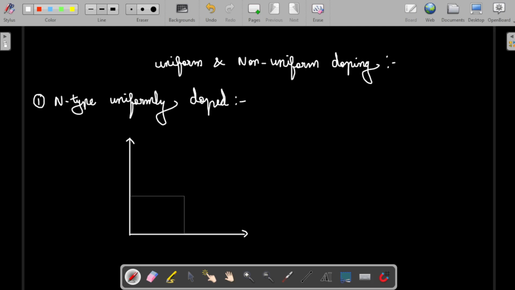So today we are going to discuss mainly uniform and non-uniform doping. As we progressed through charge neutrality across intrinsic and extrinsic and also compensated semiconductors, today in this class we are majorly going to focus on uniform and non-uniform doping. So first part, let's focus on n-type uniformly doped.